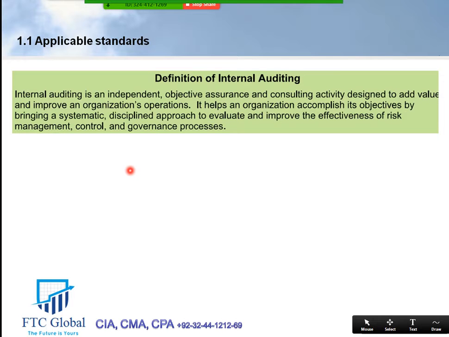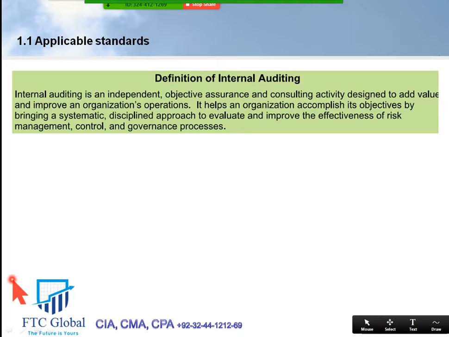It's very crucial you understand what is the meaning of internal auditing, because this is the base or the foundation on which your whole understanding of internal auditing will be based. So you need to have a very clear understanding of what is internal auditing. So I have broken down this definition, but let's read this definition first. What is internal auditing?